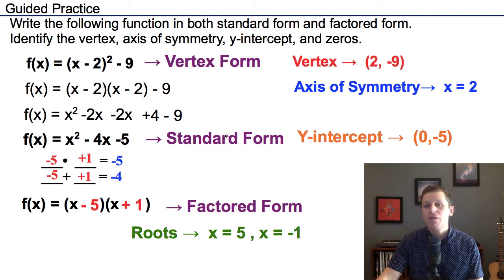We have standard form, we have factored form, we have the vertex, we have the axis of symmetry, we have the y-intercept, and we have the zeros or the roots. Let's see if you could try one of these problems on your own.